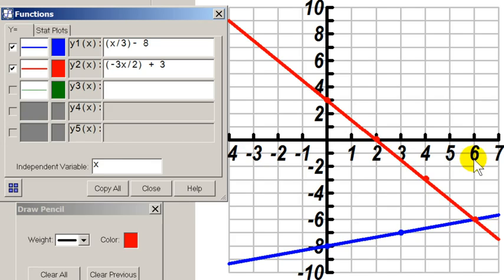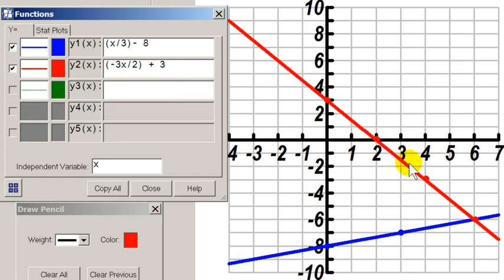So let's look at the value of 6. When x is 6, we replace the value x with 6, and 6 divided by 3 is 2. 2 minus 8 is negative 6. So (6, negative 6) lies on equation 1.